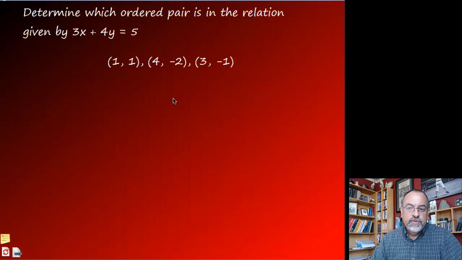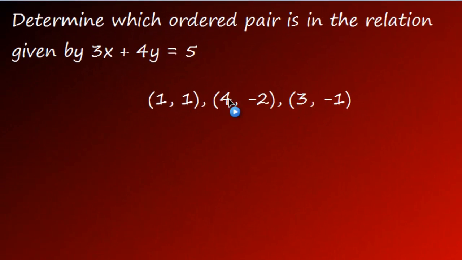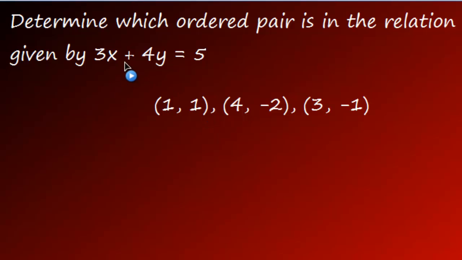So if you wanted to know, for instance, here we have some ordered pairs, are any of these ordered pairs part of this relation? Well, we would simply substitute in the 1 for x and the 1 for y and see if we got a true statement. Doing that, we would get 7, which does not equal 5, so (1, 1) is not part of this relation defined by this algebraic equation. Then we substitute in (4, -2) and do the same thing, and then 3 for x and -1 for y, and we determine that (3, -1) is the only ordered pair that actually is part of this relation, which is defined by this algebraic expression.